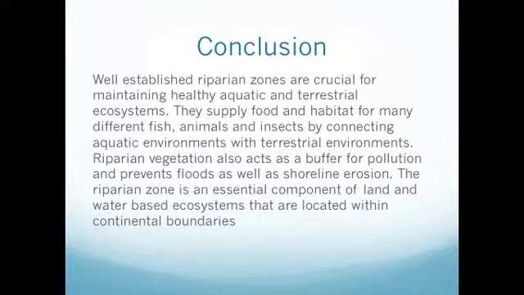Well-established riparian zones are crucial for maintaining healthy aquatic and terrestrial ecosystems. They supply nutrients and shelter for many different fish, insects, and animals by connecting aquatic environments with terrestrial environments. Riparian vegetation also acts as a buffer for pollution, toxins, and prevents floods as well as shoreline erosion. The riparian zone is an essential component of land and water-based ecosystems that are located within continental boundaries.